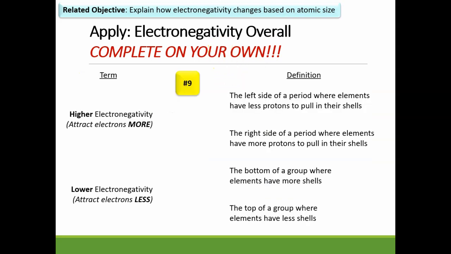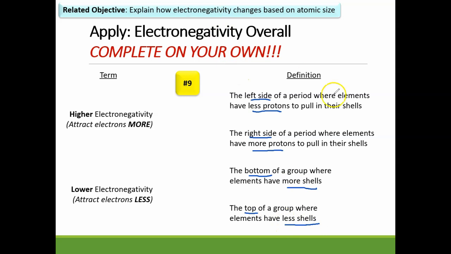Okay, so at this point we should be able to take a look at our definitions of electronegativity overall. So we want to know where do we have higher electronegativity and better ability to attract electrons, and where do we have lower electronegativity, less ability to attract electrons. So your options are, taking a look here, the left side of a period where elements have less protons to pull in their shells, the right side of a period where elements have more protons to pull in their shells, the bottom of a group where elements have more shells, or the top of a group where elements have less shells. Again, think about their sizes.